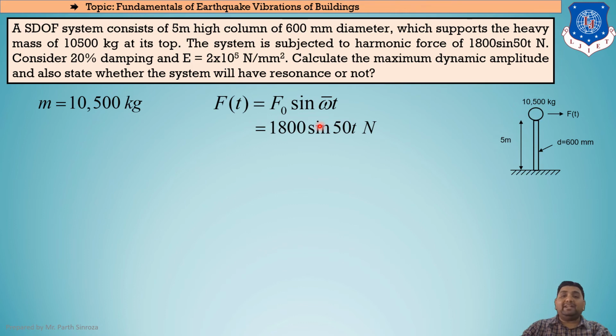Clear? So we will be decrypting these two cases. From these two cases we can identify that F0 is equal to 1800 Newton and omega dash is 50. Clear? So from this we can say that F0 is equal to 1800 Newton and omega dash equal to 50 radian per second. There is no need to find the term omega, that means the oscillation speed is not given and we don't need it, because omega dash is directly given in the equation to be 50 radian per second.